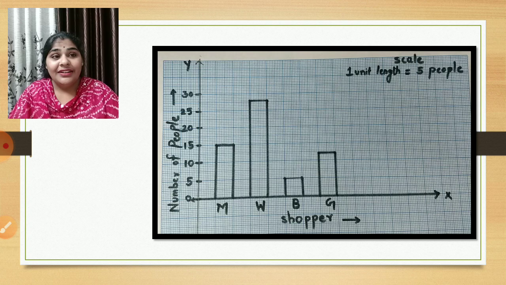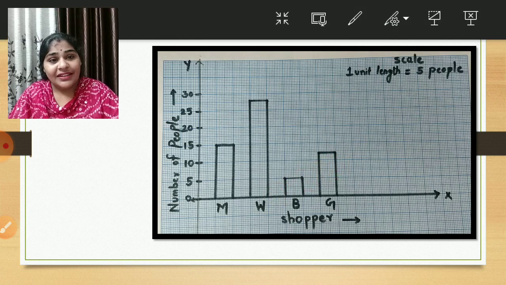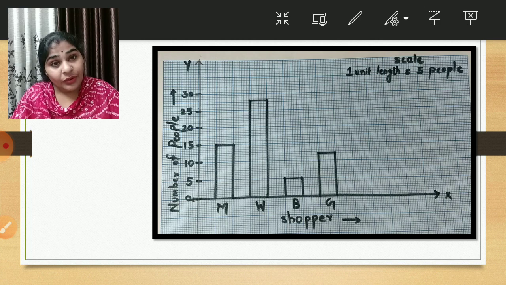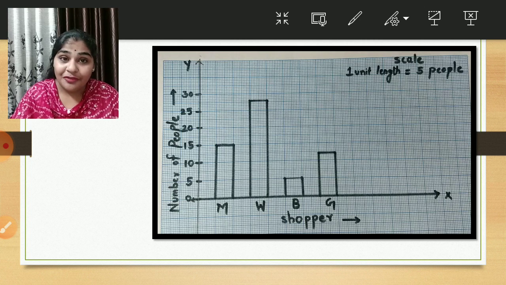So don't forget, children, to write the scale here, which is very, very important. Then name the x-axis and the y-axis, what you are taking on the x-axis and what you are taking on the y-axis. So this is how you have to draw this graph on a graph paper.